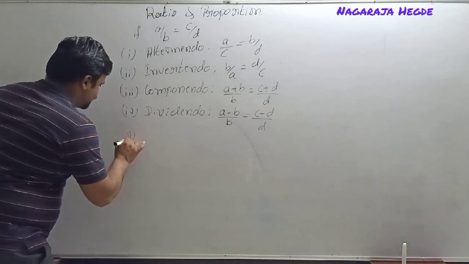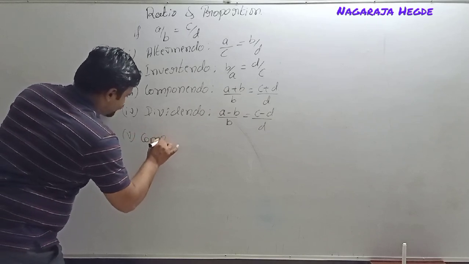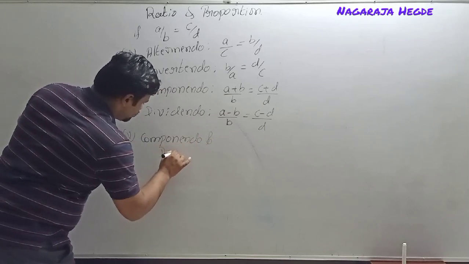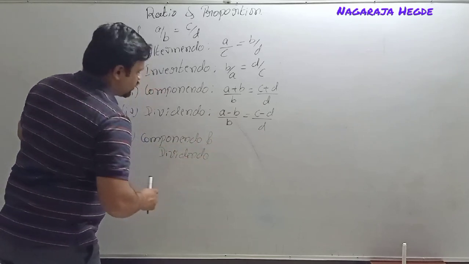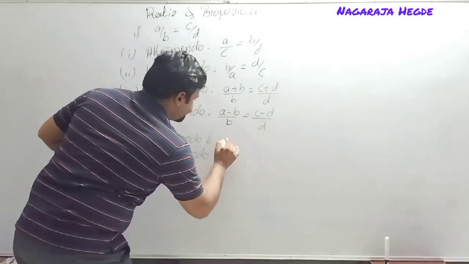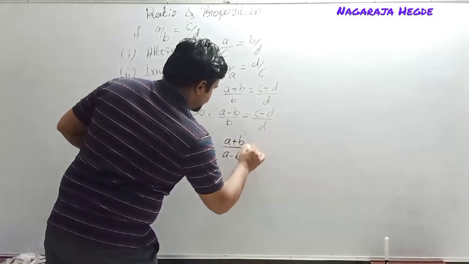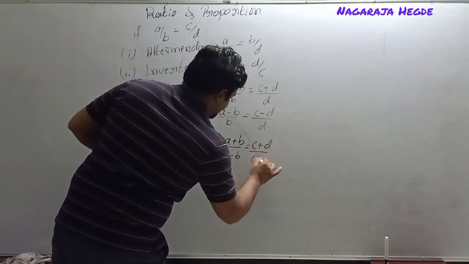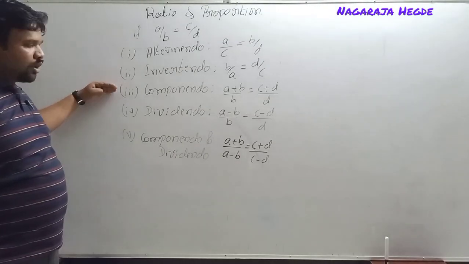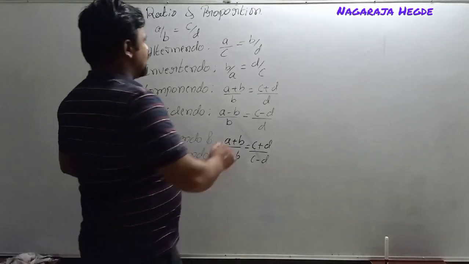Last one, the fifth one, is the combination of the third one and the fourth one, that is componendo and dividendo. What is componendo and dividendo? We are going to combine both. That means A plus B divided by A minus B is also the same as C plus D divided by C minus D. So this is the concept of alternando, invertendo, componendo, dividendo, componendo and dividendo. Now I will take one example.